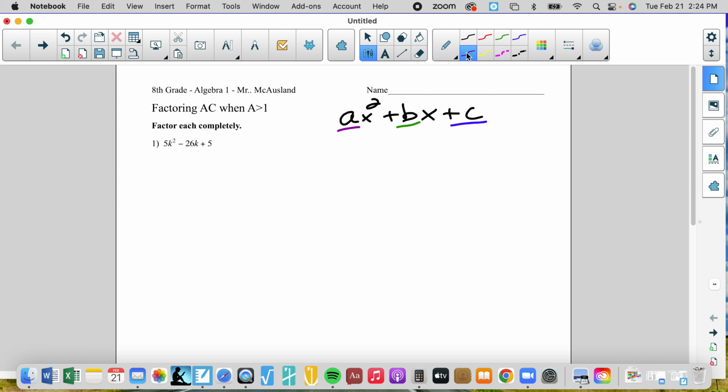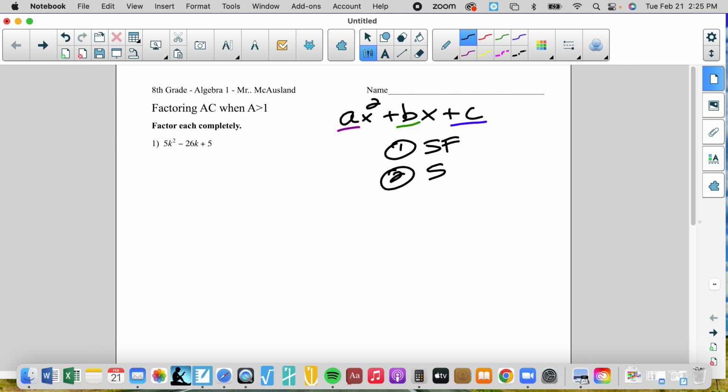So when we talk about A, we're talking about the coefficient of the squared value, and C is going to be the constant. So in this case, A times C. We are using the A times C value, but we're going to go through this list of questions. First of all, is it in standard form? Is this expression in standard form? Yes, k squared, k to the first, no k value. So that tells me it's in standard form.